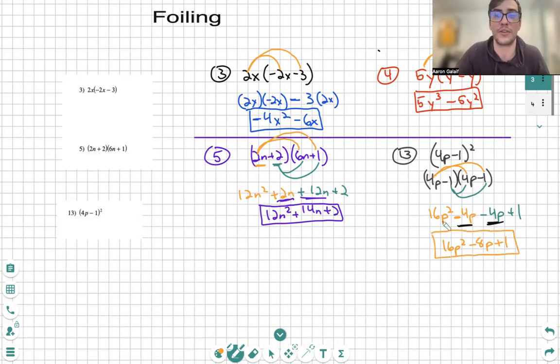Easy stuff. If there are any more specific foilings you would like me to cover, please just send me an email and I will cover that in another video. I will go over trinomial foiling and then binomial to trinomial foiling in another video.